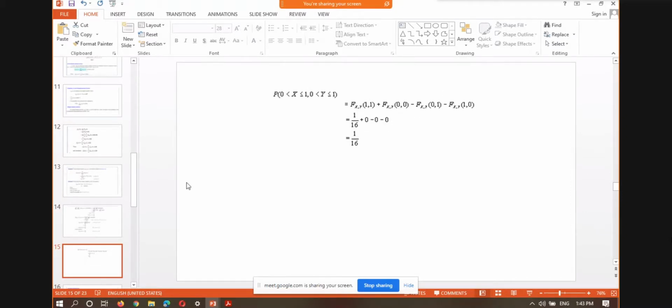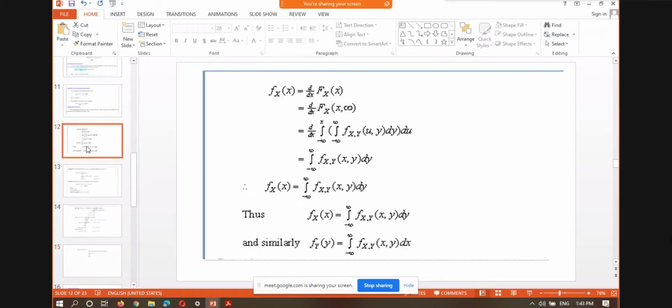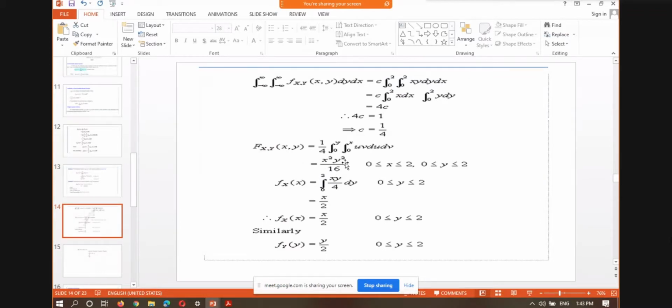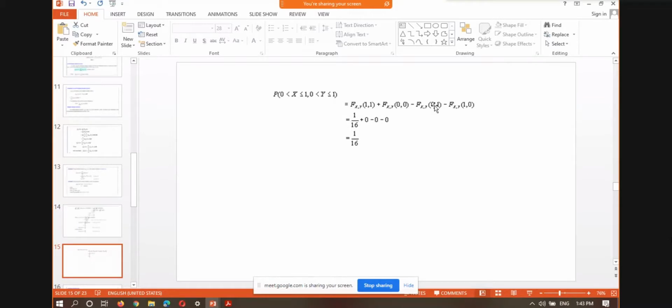And you use the definition of the distribution function, which is already given there. This is the definition we have calculated. So for 0, it is 0. If any one of x and y is 0, it is 0. So for x equal to 1 and y equal to 1, you have 1 by 16. Because if any x or y is 0, that value is 0, these three terms are 0. So for only this term, you have 1 by 16. So this is the probability of this event.